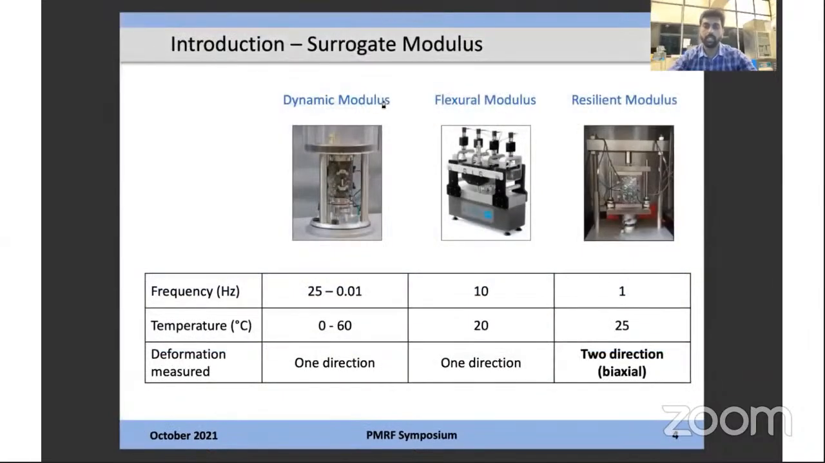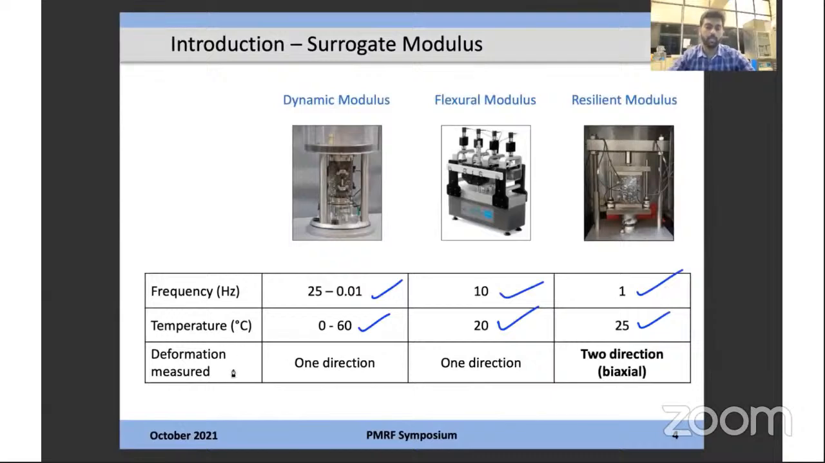Moving into more detail on the estimation of different modulus values, dynamic modulus was estimated at a temperature range varying from 0 to 60 degrees Celsius and a frequency range varying from 25 to 0.01 Hertz. However, in the case of flexural modulus estimation, the test was carried out at 20 degrees Celsius at 10 Hertz frequency. In the case of resilient modulus, the temperature is 25 degrees Celsius and the frequency is 1 Hertz.